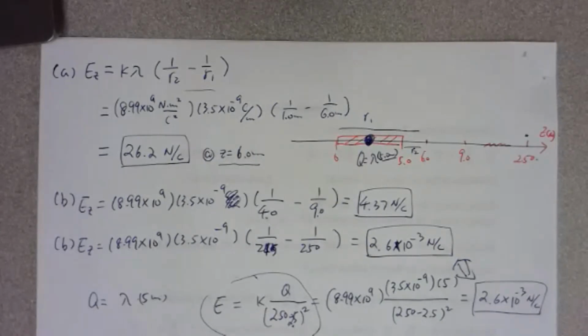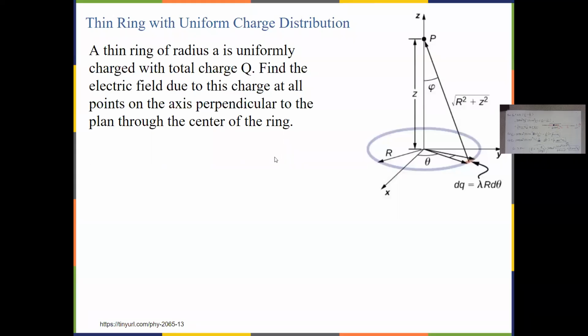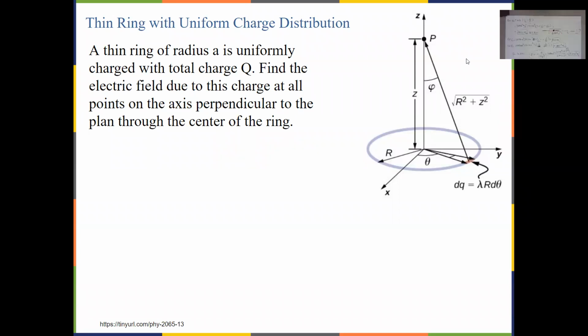So let's go back to the slide. So then we have looked at the straight line distribution. What about if you have a curved line, like a ring? In this case, if you have a ring here, like maybe a metal loop, and it carries charge, then what will be the electric field at a point nearby?